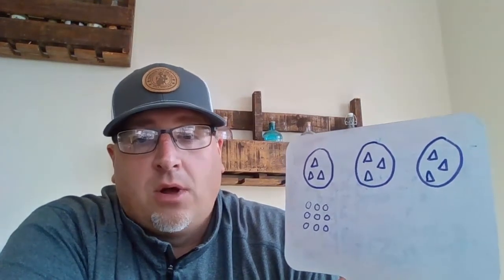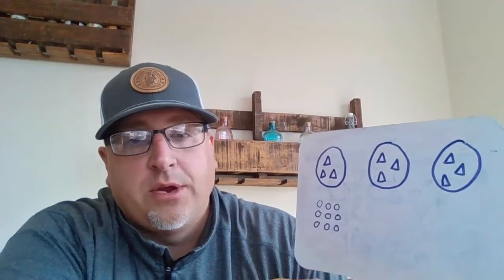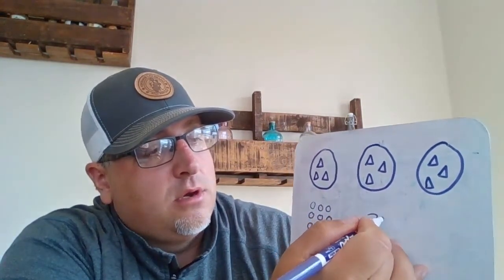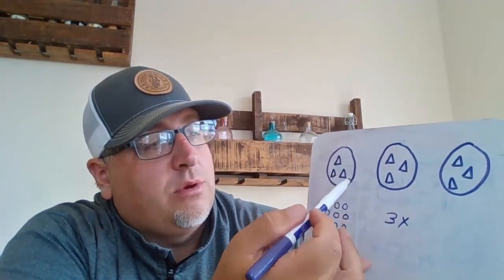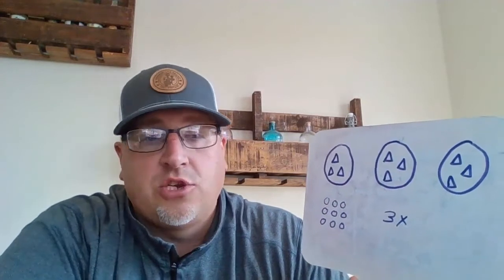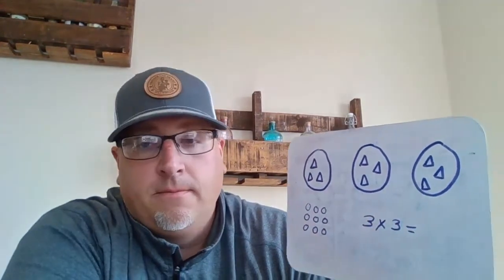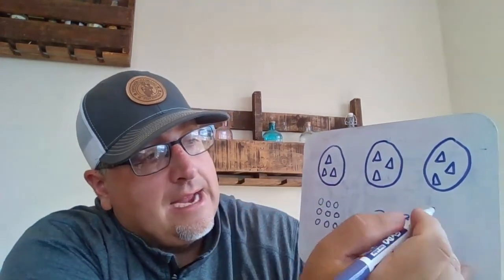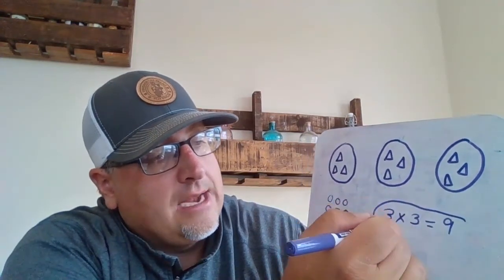Or we can make our multiplication sentence by going, we got 3 groups. Those circles represent our groups. We have 3 groups. Okay? And in each group we have 1, 2, 3. 1, 2, 3, 1, 2, 3. So each group has 3. So 3 times 3. All right, we can count those all up. 1, 2, 3, 4, 5, 6, 7, 8, 9. 3 times 3 equals 9.